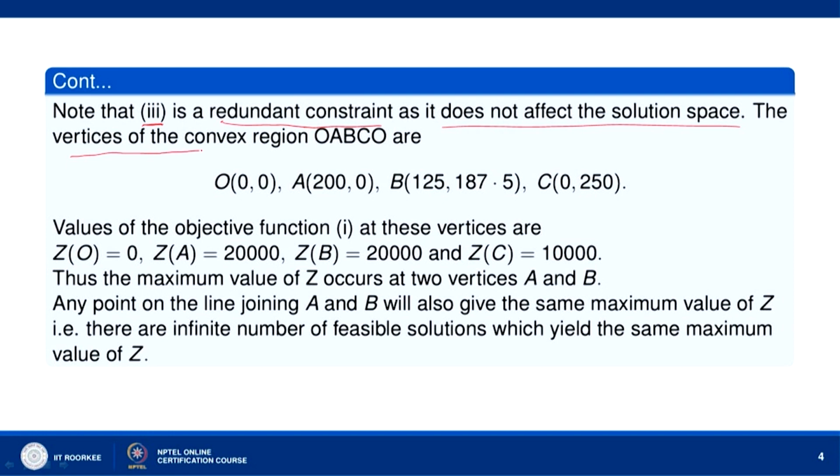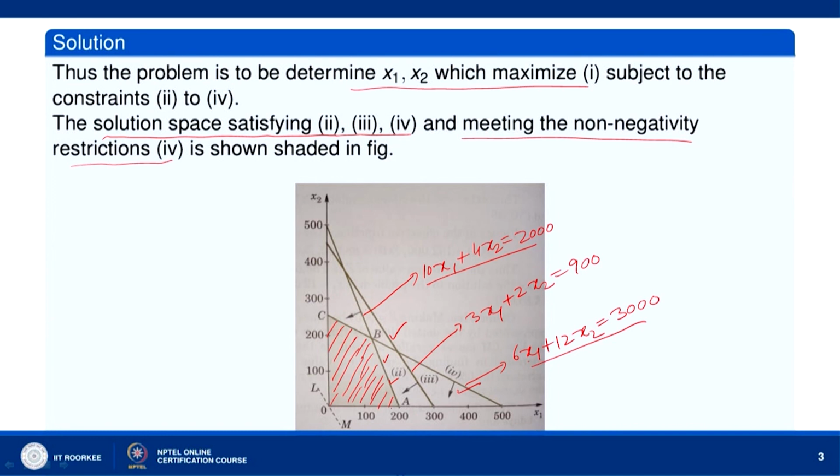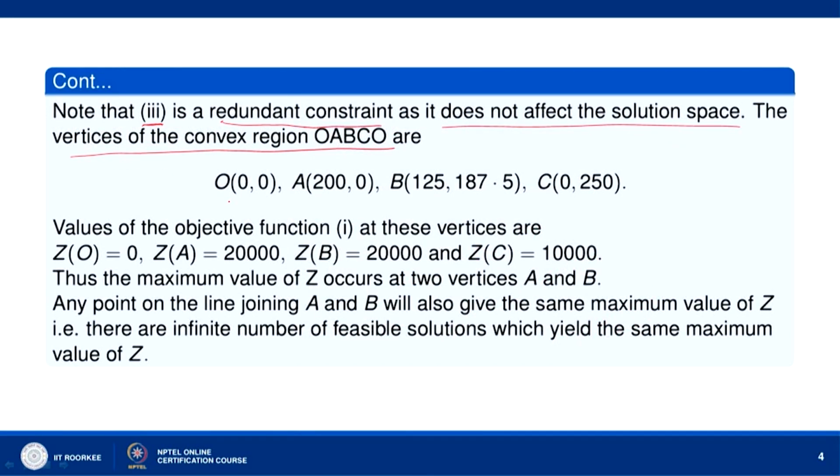The vertices of the convex region are O, A, B, C, and the coordinates of O, A, B, C can be easily obtained. They are (0, 0), (200, 0), (125, 187.5), (0, 250). The value of the objective function z at the point (0, 0) is 0, at the point A it is 20,000, at the point B it is 20,000 again, at the point C it is 10,000.